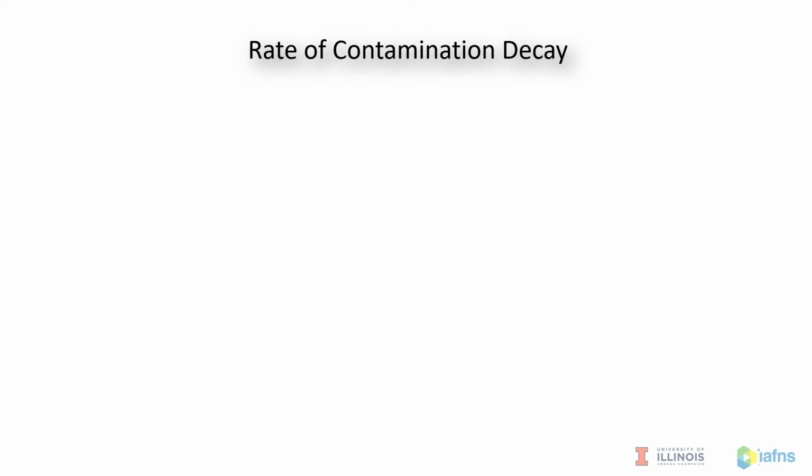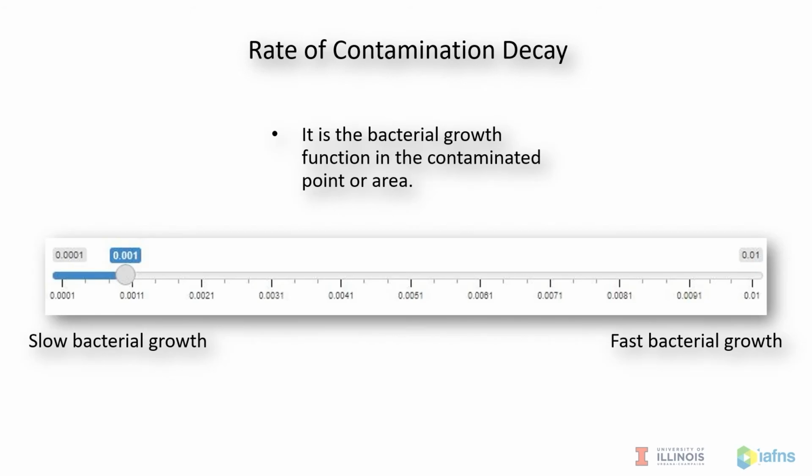Now that we have specified the distribution or shape of contamination, the next input allows the user to indicate the rate of contamination decay. The rate of contamination decay refers to the bacterial growth function in the contaminated point or area. The model can accept values ranging from 0.0001, which is slow bacterial growth, up to 0.01, which is fast bacterial growth. The predetermined value of the modeling app is 0.01.